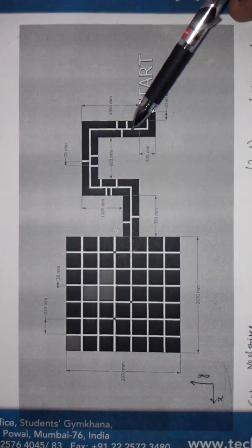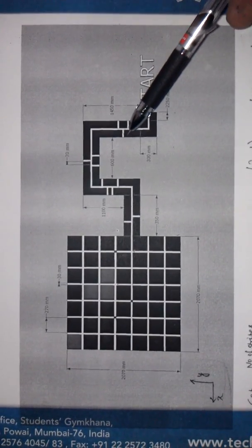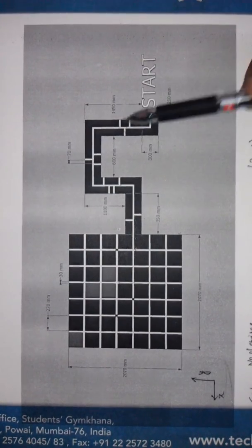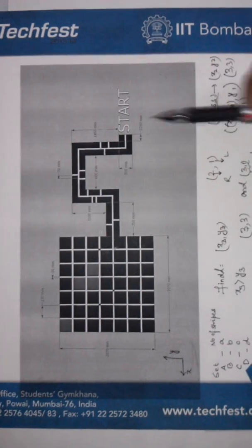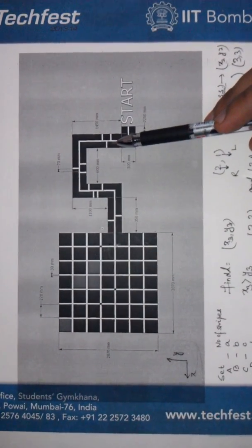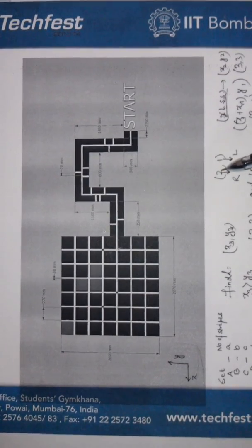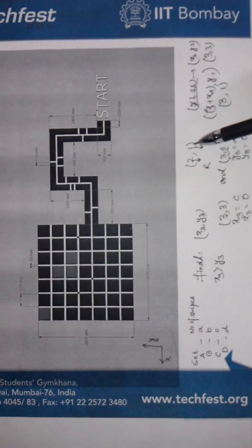When the bot reaches here, it has to count the number of stripes on the right side and the number of stripes on the left side of this white patch. So what will you get here? You will get 2, 1. What is 2? 2 is the number of stripes on the right and 1 is the number of stripes on the left. And as 2 is greater than 1, the number of stripes on the right side is greater than the number of stripes on the left side.